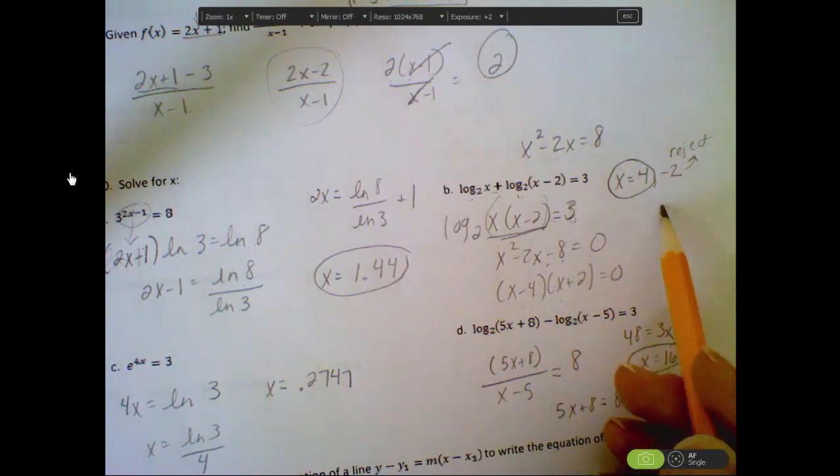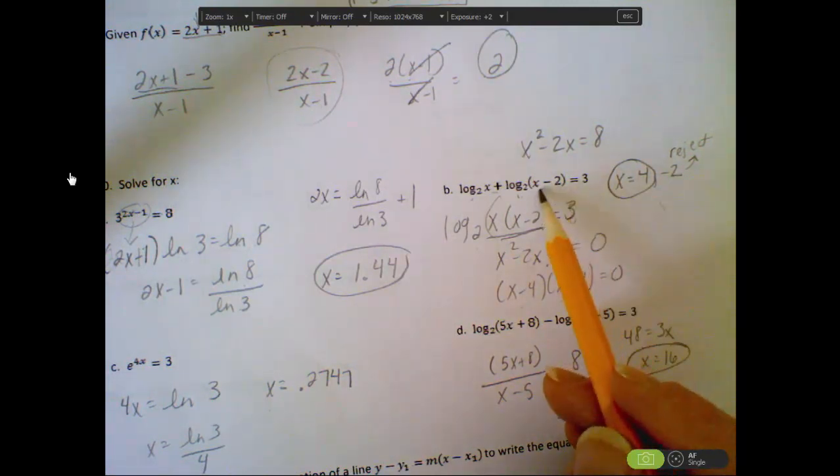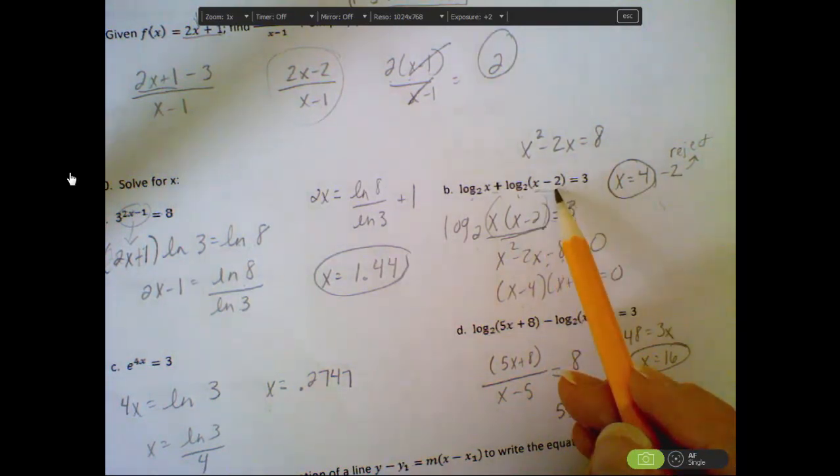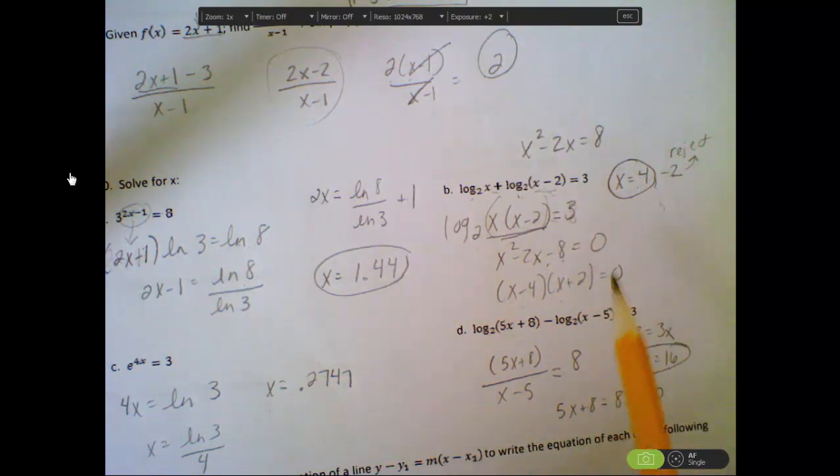then you always have to check. If you plug in negative 2 for x here, you would get a negative number, and you can't take the log of a negative number. So that one gets rejected. Final answer is simply 4.